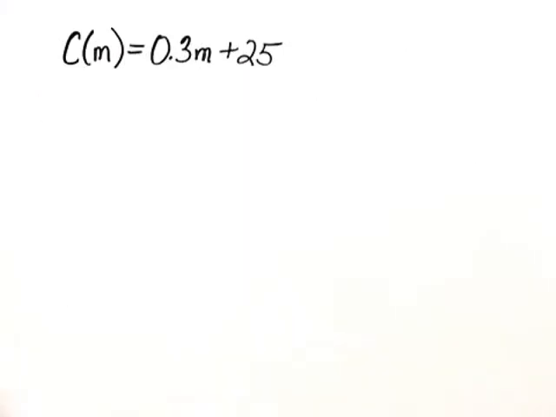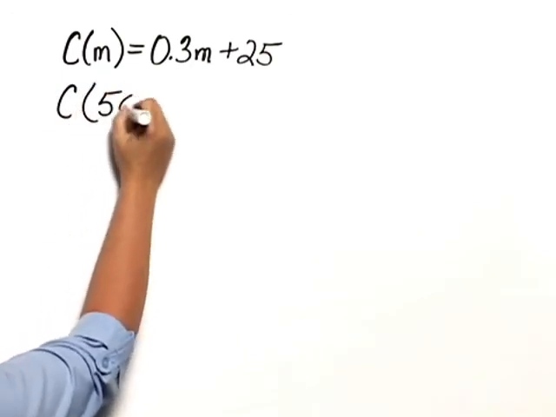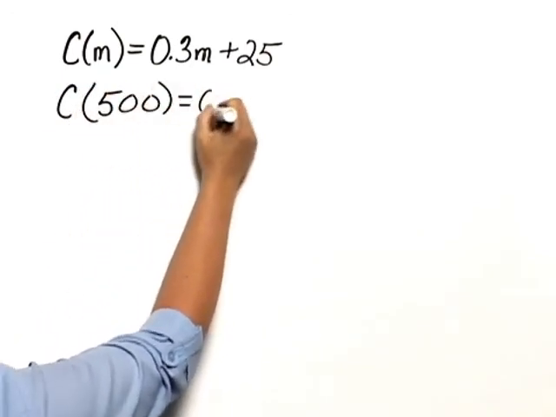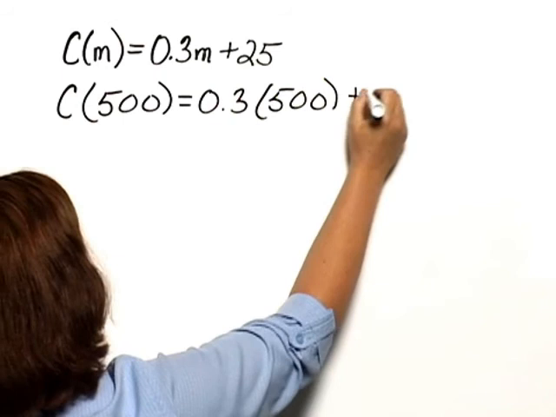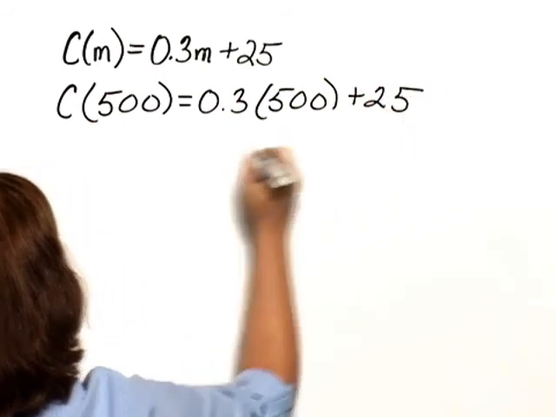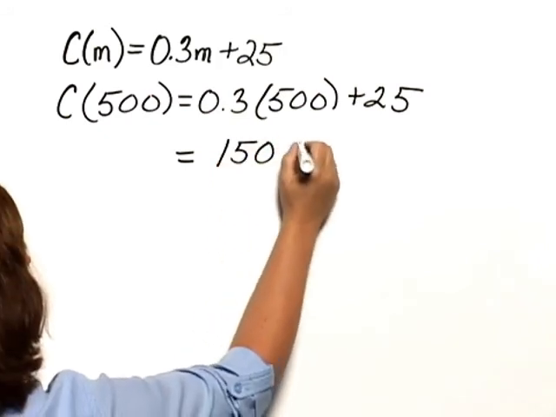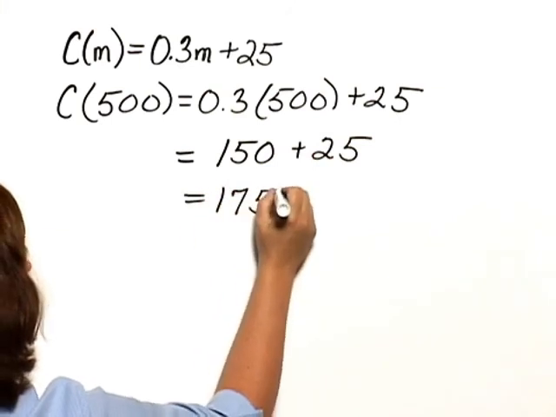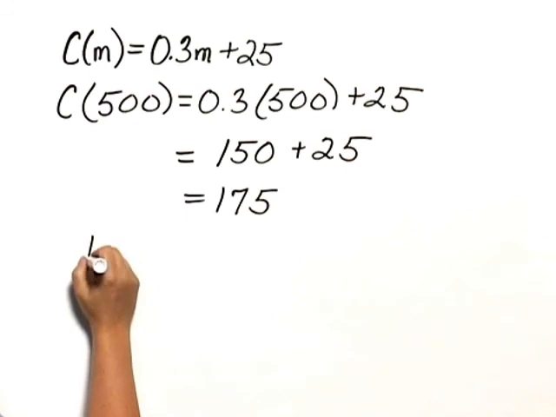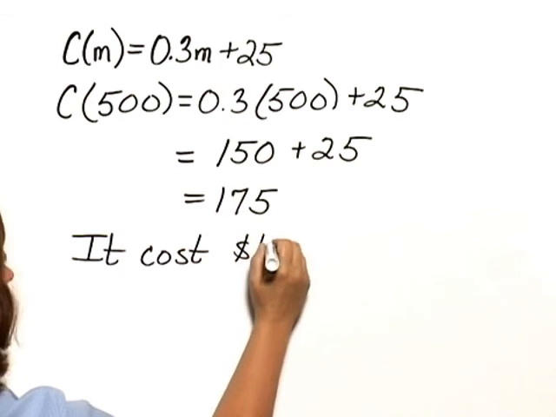Now let's use this linear function to find the cost if we drive 500 miles. That would be C of 500 equals 0.3 times 500 plus 25. So that would be 0.3 times 500 is 150 plus 25, or 175. Now remember, this is a cost, so to drive 500 miles, it cost $175.